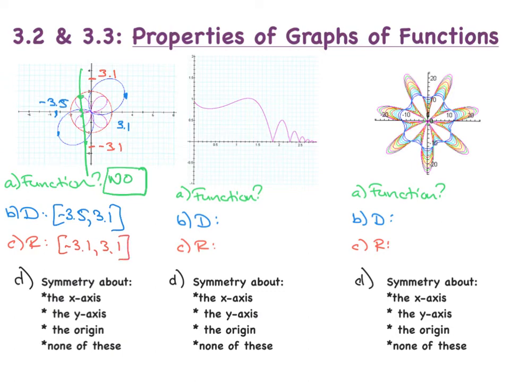Let's see, symmetry. Well, if I were to place a mirror on the x-axis first, I don't have a perfect reflection top and bottom. It's kind of tilted. So no x-axis symmetry, and same issue with the y-axis. There's no mirror reflection to the left and right of the y-axis. It's skewed a little bit.